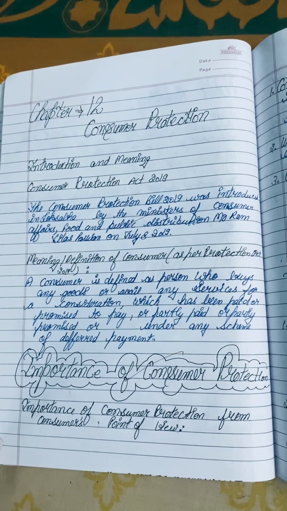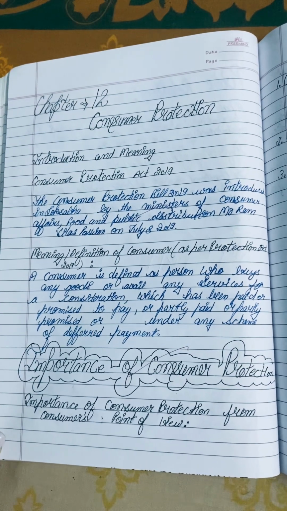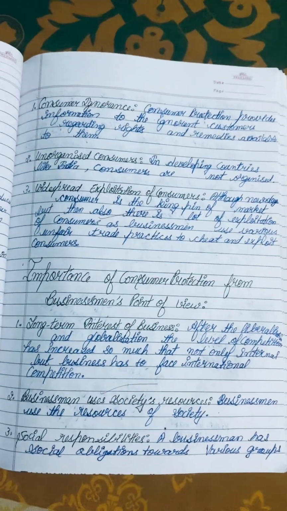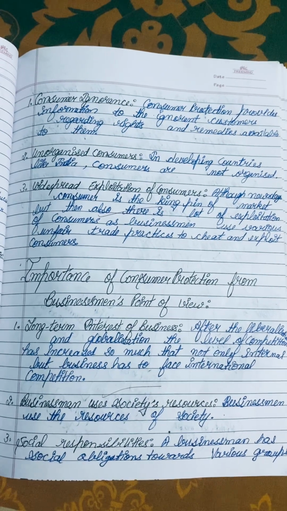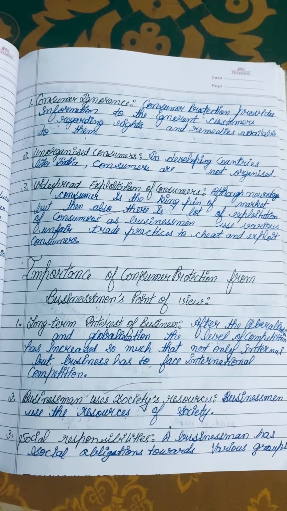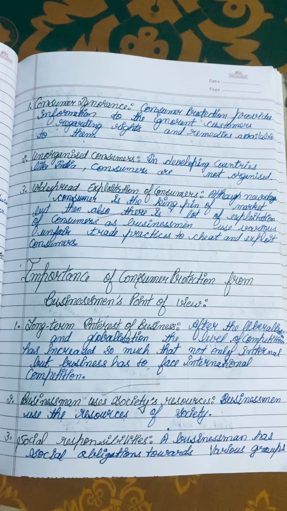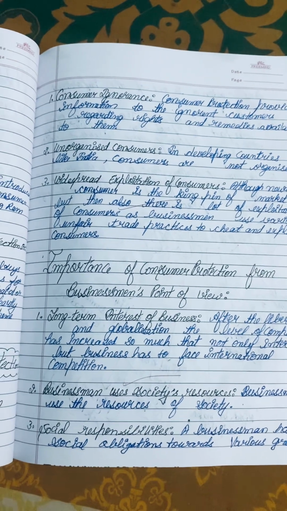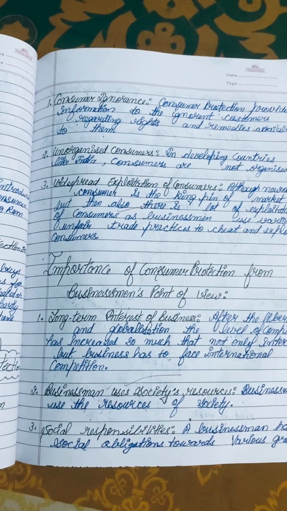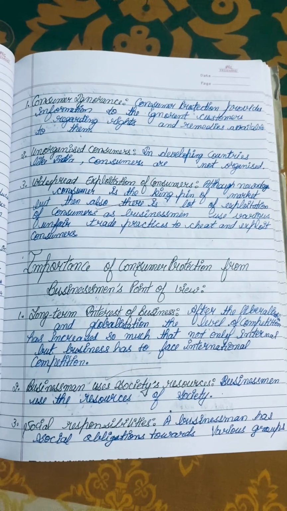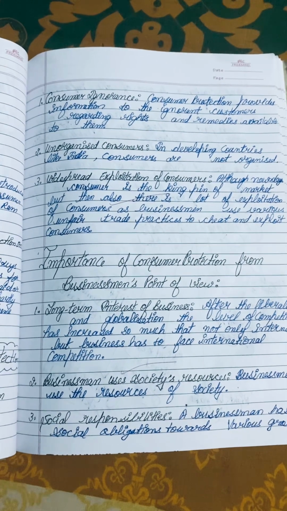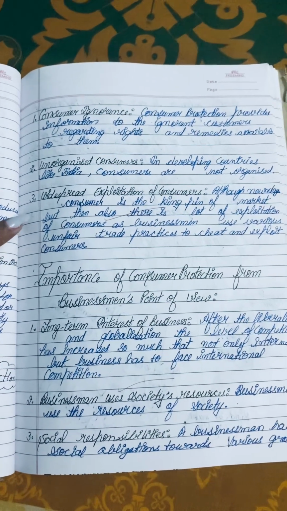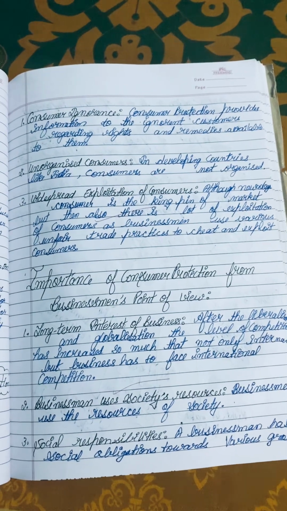Importance of consumer protection. The first one is consumer ignorance. The second one is unorganized consumers. Widespread exploitation of consumers. These points are about consumer protection from the consumer point of view.